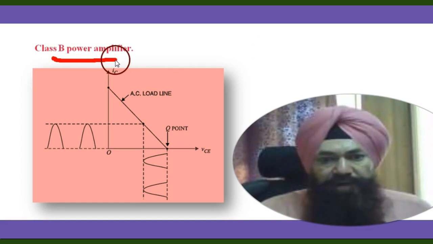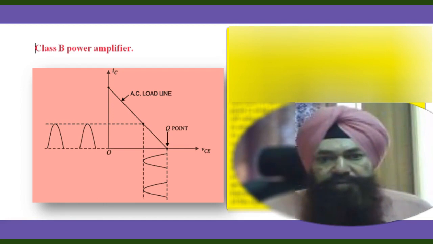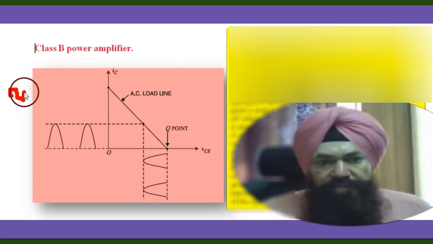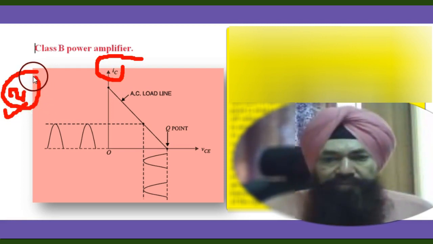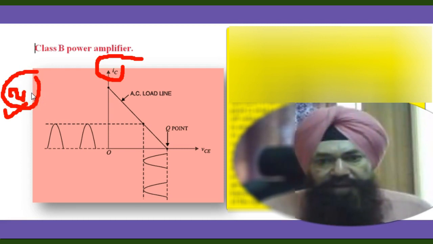Now we come to the class B power amplifier. In case of a class B amplifier, the Q point is chosen here. In class B operation, the transistor bias is so adjusted that the zero signal collector current is zero. What does it mean? When no input signal is applied to the transistor, there will not be any collector current. Collector current will be zero when there is no signal. That means the transistor is off.